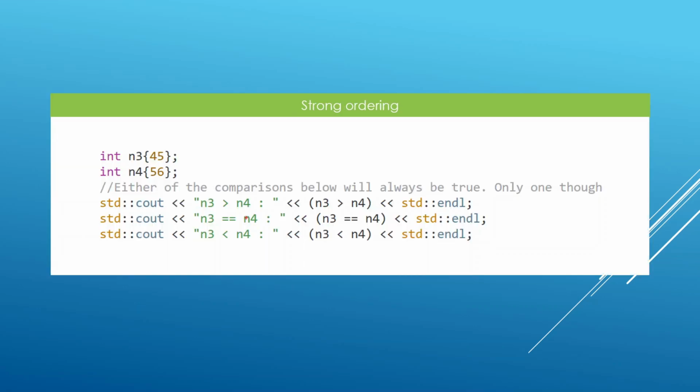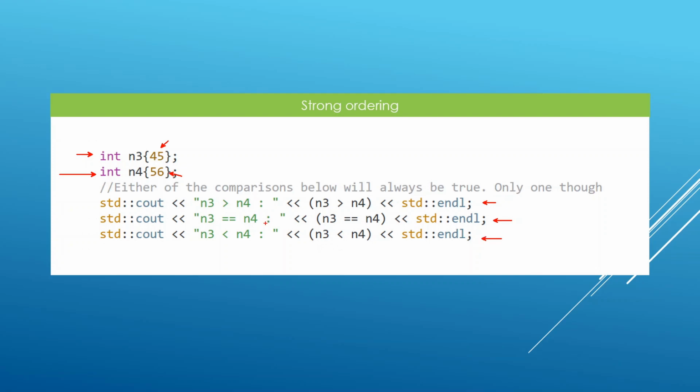And let's look at a simple example for strong ordering. Strong ordering is supported by default for integers in C++. So here we have two integers. One has a 45 inside, the other has a 56 inside, and we can compare them. We can say, is n3 greater than n4? We're going to get a result. We can say, is n3 equal to n4? And we're going to get a result. And we can say, is n3 less than n4? We're also going to get a result.